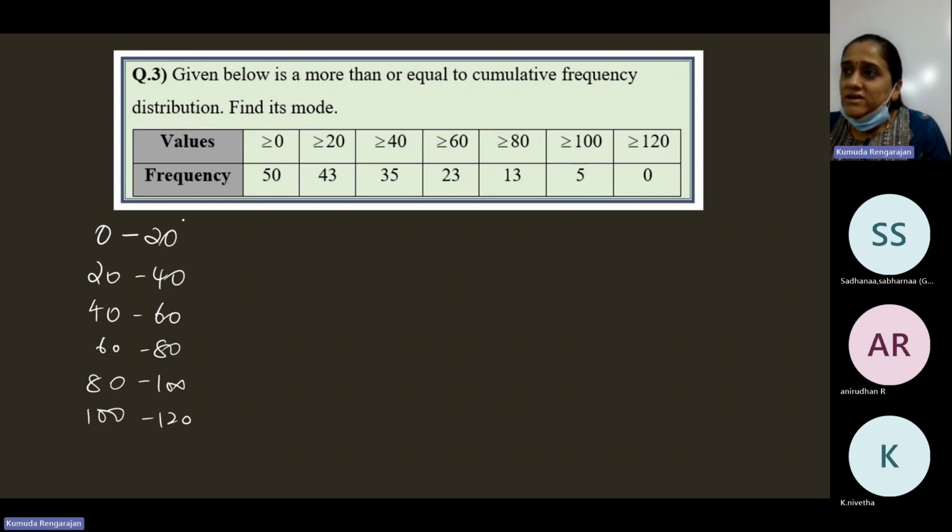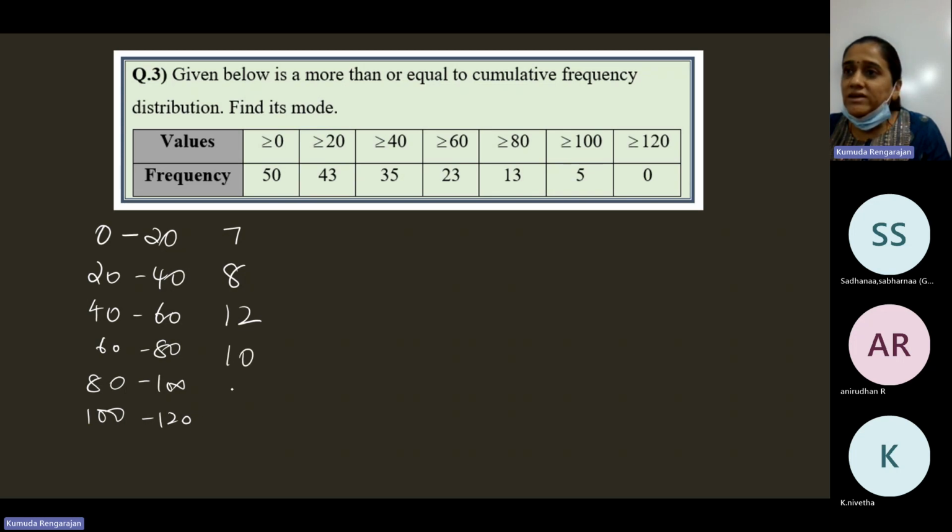So how do you do that? Start subtracting. 50 minus 43, 7. 43 minus 35, how much? 8. 35 minus 23, 12. Then 23 minus 13, 10.